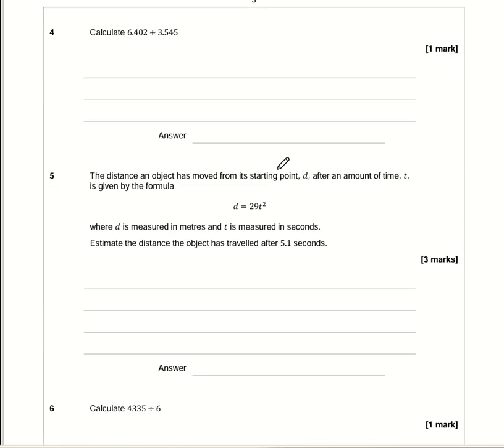Question number 4. Calculate the addition of these two decimals. 6.402. When we're adding or subtracting decimals, make sure the decimal points are in line. This one is pretty difficult to line up wrong because we have the same number of digits on the left and the right of the decimal point. Make sure too you've got a decimal point in line in the answer box. Starting on the right hand side, 5 plus 2 is 7, 0 plus 4 is 4, 4 plus 5 is 9, 6 plus 3 is 9, so the answer is 9.947.